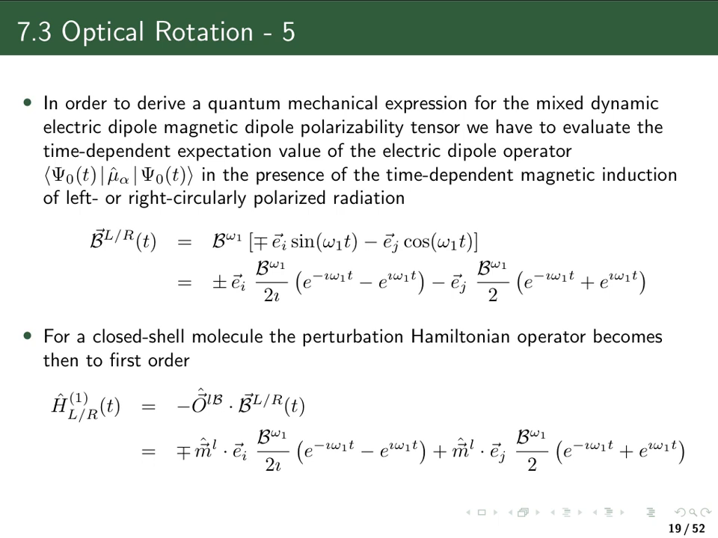So we're going to look again at the expectation value of our dipole moment operator in the presence of a perturbation. So it's a time-dependent expectation value of the dipole moment operator, but now the perturbation is the presence of the time-dependent magnetic induction of the left and right circularly polarized radiation. And here's the expression which we had seen before in the first section of this chapter.